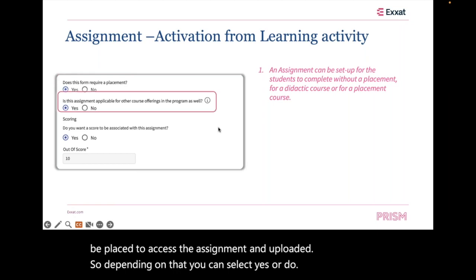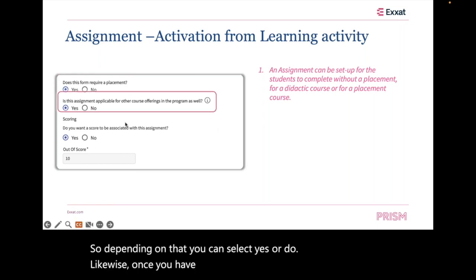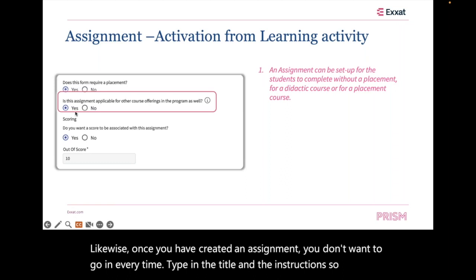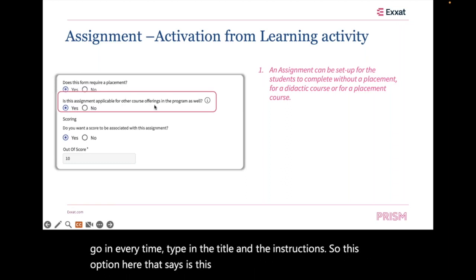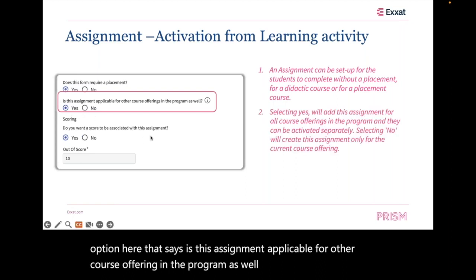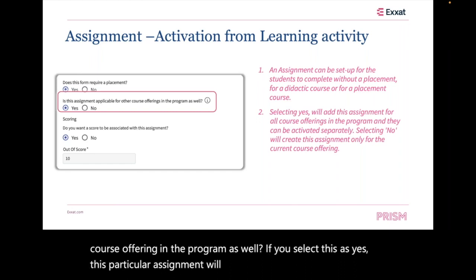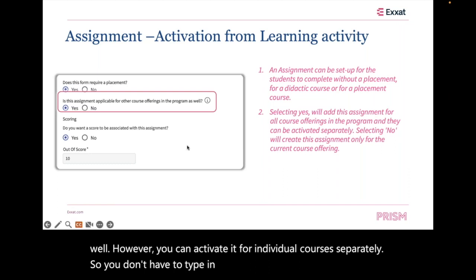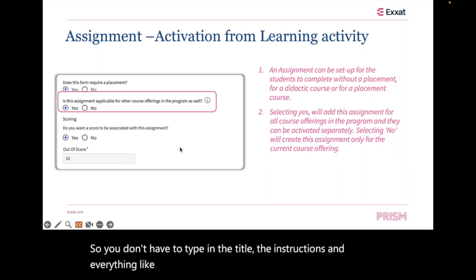Likewise, once you have created an assignment, you don't want to go in every time, type in the title and the instructions. So this option here that says, is this assignment applicable for other course offering in the program as well? If you select this as yes, this particular assignment will be offered in all the other courses as well. However, you can activate it for individual courses separately. So you don't have to type in the title, the instructions, and everything like that.